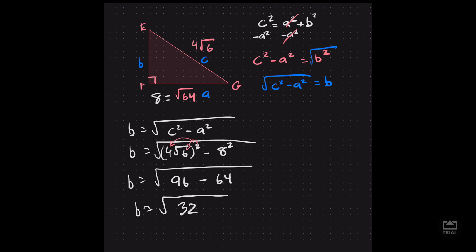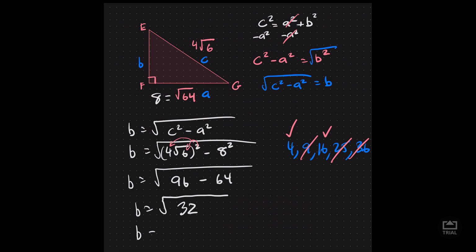Well, what are the perfect squares? They are 4, 9, 16, 25, 36. So it's definitely not going to be 36. That's too high. 25 doesn't work. I know that 9 does not divide into 32 evenly. 4 goes in there, and so does 16. So both of these are perfect squares. So I'm going to pull the largest one that I possibly can out.